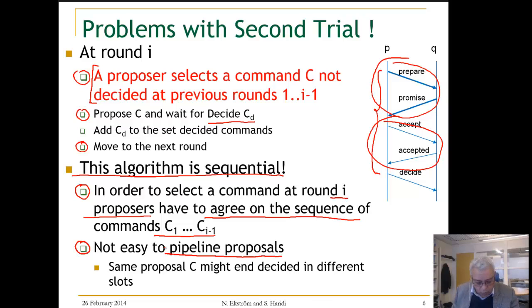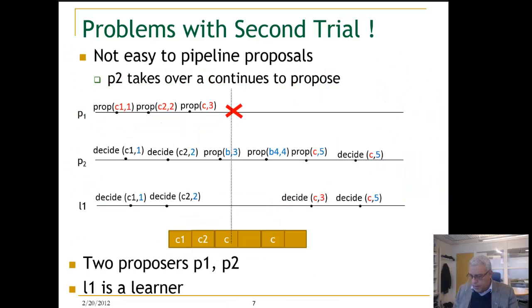And we are going to show one of these problems, which is basically that the same proposal C might end up decided in different slots. The same proposal C might be decided in slot 3, or it might be decided in slot 5. So let us have a look. Just a comment, many people try to pipeline this algorithm in what is commonly known as Multi-Paxos, but there is where things get complicated. So here is our situation.